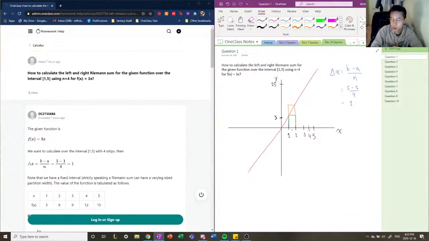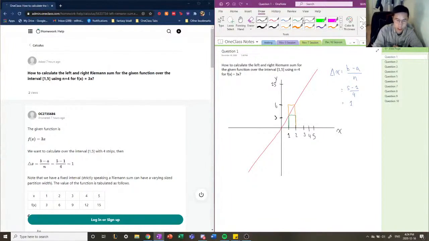This is where we differentiate between the left and right Riemann sum. The left Riemann sum uses the leftmost value for the length of the rectangle. So in this case, we'll be using the green for our left Riemann sum, while the right Riemann sum will be using the right value for the length of a rectangle, which in this case is 6. So let's put 6 here.